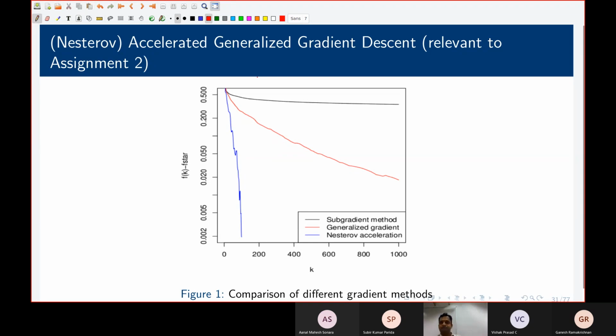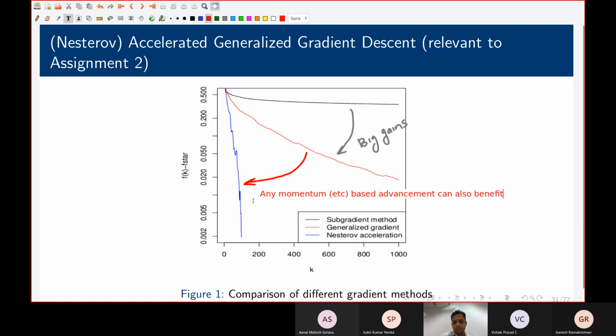And it's somewhat relevant to your assignment too. We are just going to release it now. You can see that if you do Nesterov acceleration over generalized gradient descent, again you'll find a big difference as against the subgradient method. So subgradient is the worst of the lot. But you could have applied generalized gradient descent, which gives you a big gain over the subgradient. And any advancements you have in the momentum space can benefit generalized gradient descent. That's what I'm trying to impress upon you. That's why it's a very, very neat generalization of gradient descent.